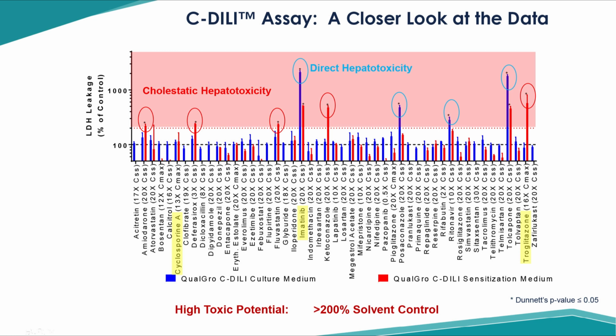But you can see there's imatinib, which is our direct toxicity control, and then cyclosporin, where there's no difference between the normal media and the sensitization media. And then with troglitazone, there's no response in the normal media, but a very strong signal in the sensitization media. And we've defined the toxic potential, with a 200% cutoff for that.